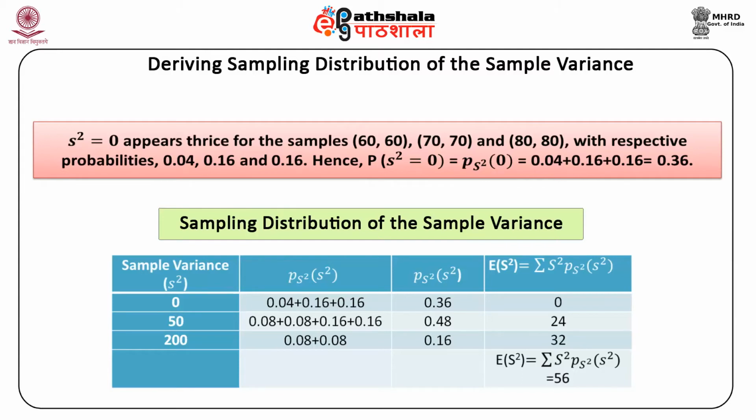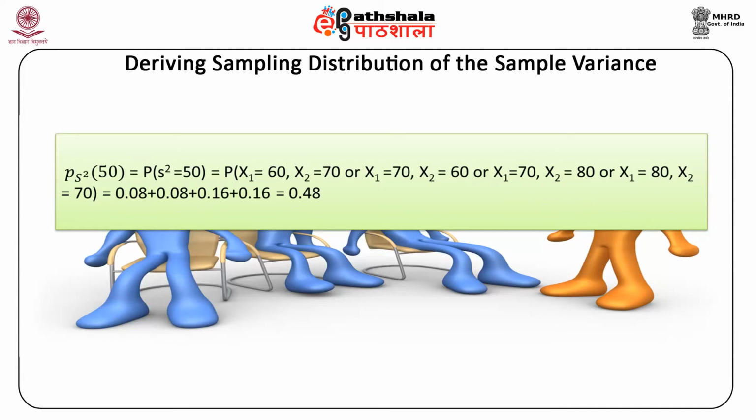If you add them together, you get their expected value equal to 56. Similarly, the probability that S square is 50 is equal to the probability that S square takes 50, which is the probability of x1 is 60 and x2 is 70, or x1 equal to 70 and x2 equal to 60, or x1 equal to 70 and x2 is equal to 80, or x1 is equal to 80 and x2 is equal to 70.